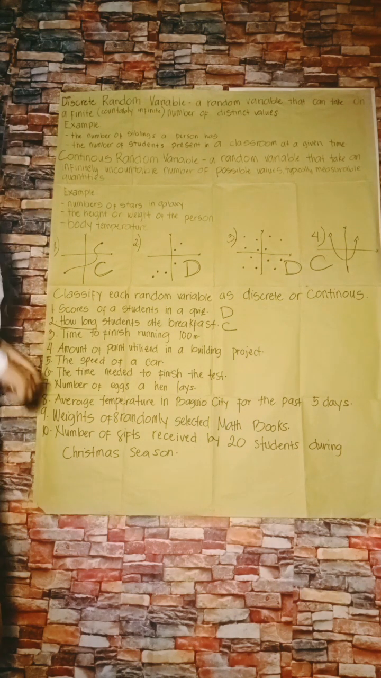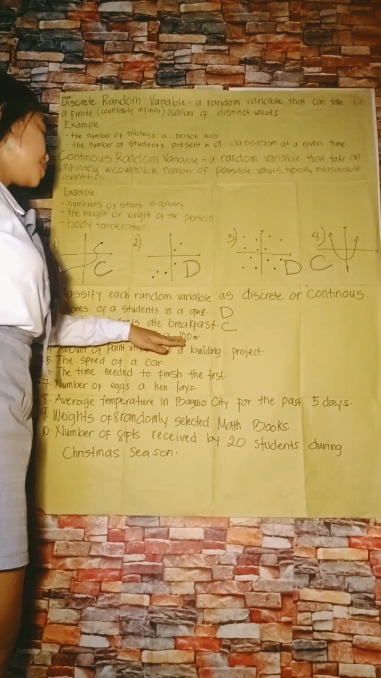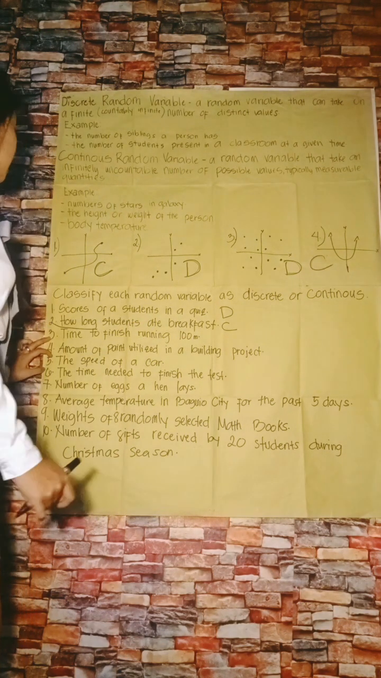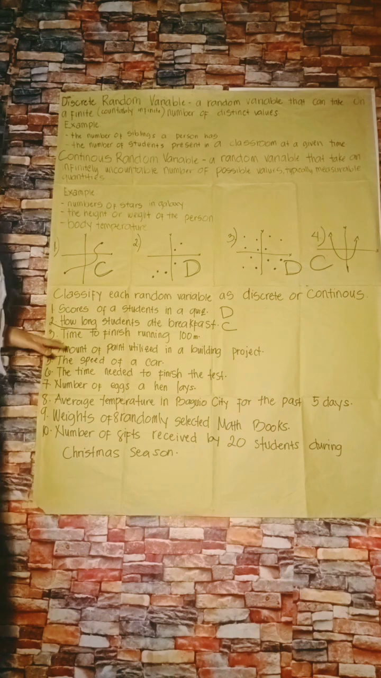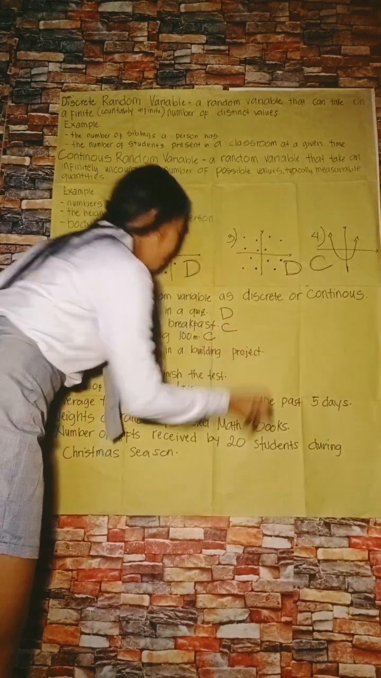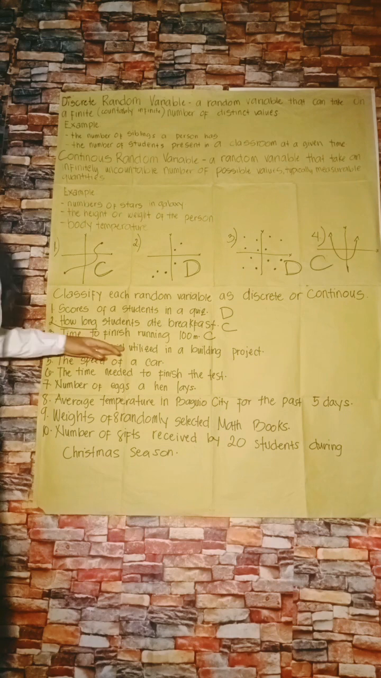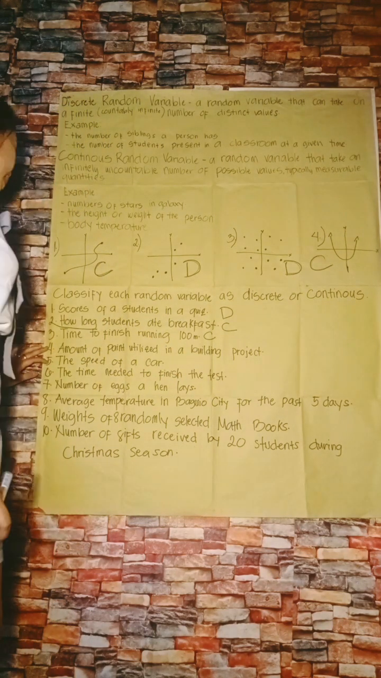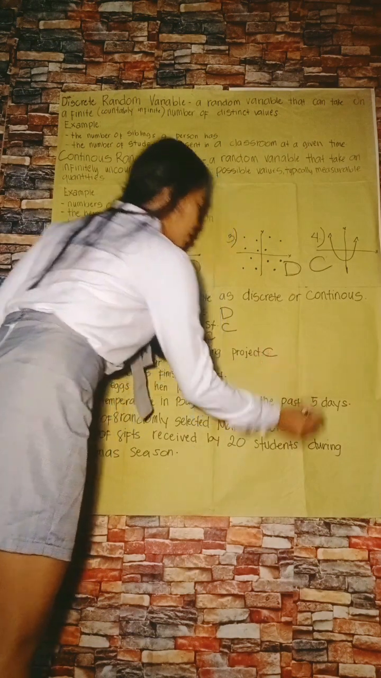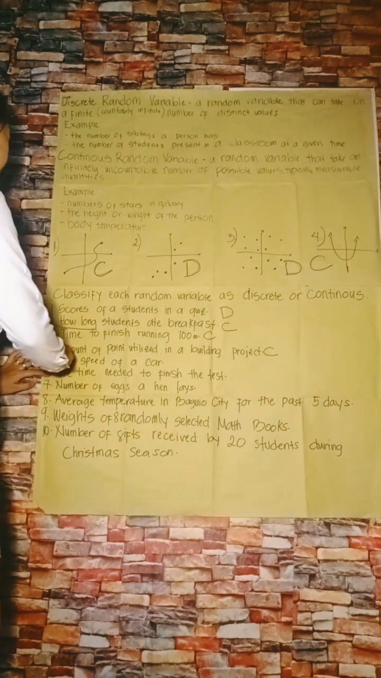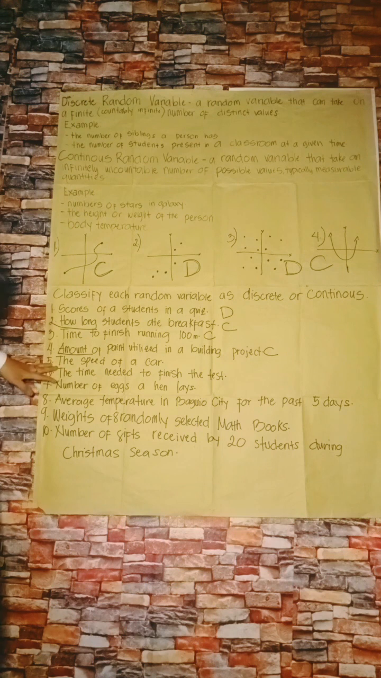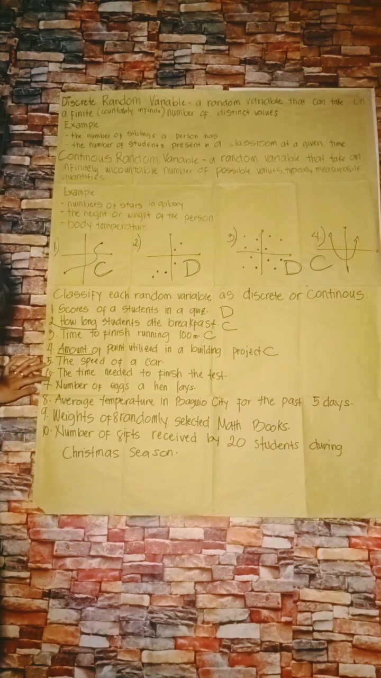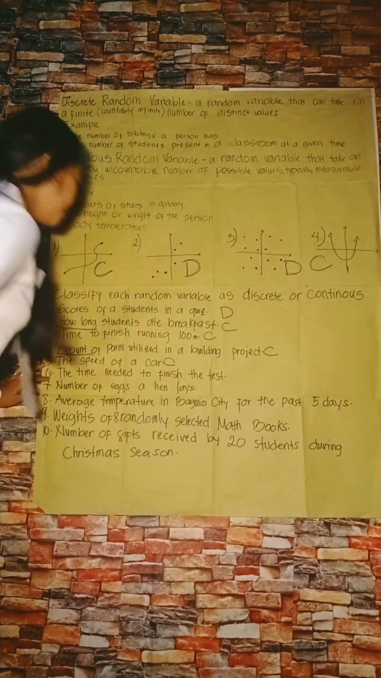Number 3. Time to finish running 100 meters. Is it discrete or continuous? It is also continuous. Number 4. Amount of paint utilized in a building project. It is also continuous. From the word itself, amount. 5. The speed of a car. It is continuous. That's all.